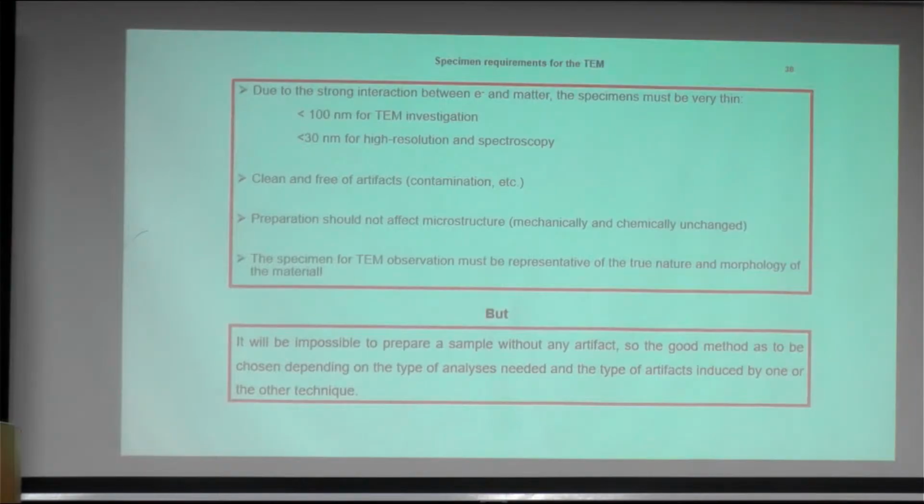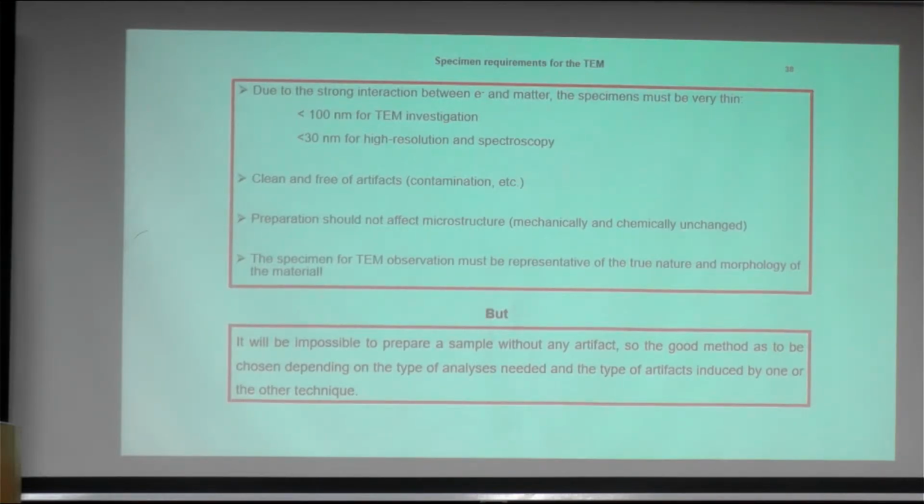So now, specimen requirements, just a short summary on that. Due to the strong interaction between electrons and your solid, the specimen must be very thin, less than 100 nanometers for TEM work, and less than 30 nanometers for high resolution and spectroscopy. The surface of your specimen should be clean and free of artifacts like contamination. Preparations, both mechanical and chemical, should not affect the microstructure.